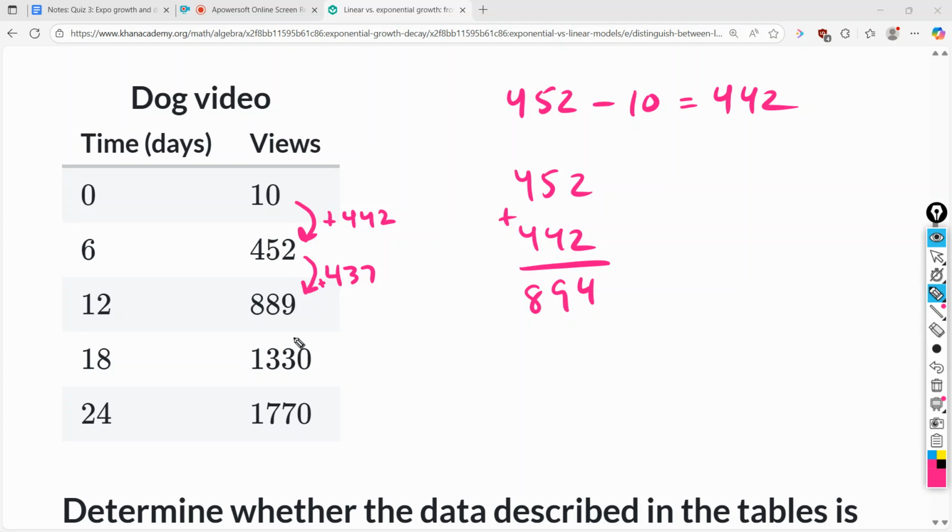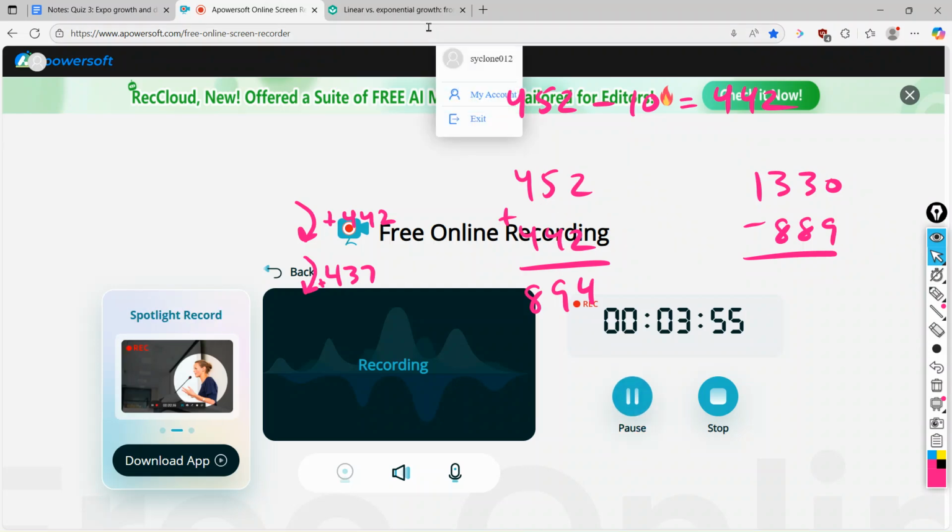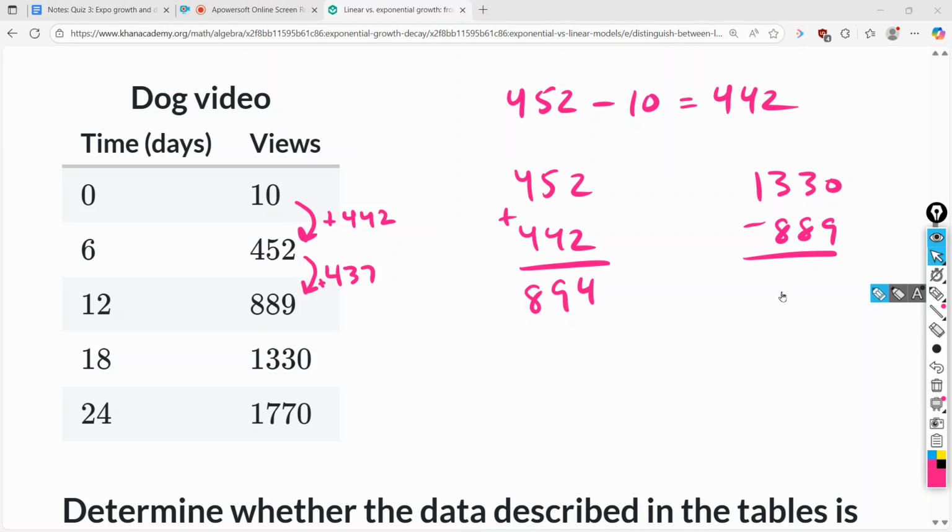Let's test one more. 1330 minus 889. $13.30 minus $8.89. All right, I get $4.41. So this is plus $4.41. All right, if it's close enough like it is here, then you can say it's linear. All right, close enough. So the dog one is linear and the cat one is exponential.